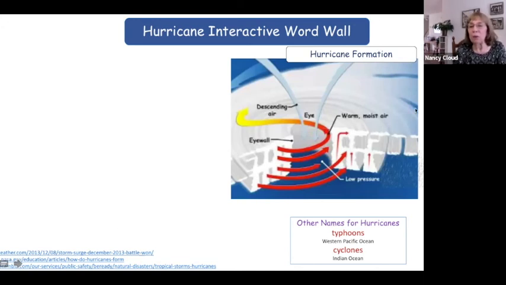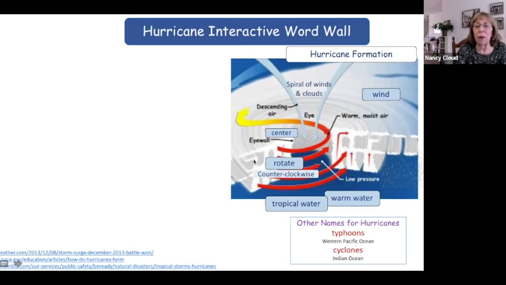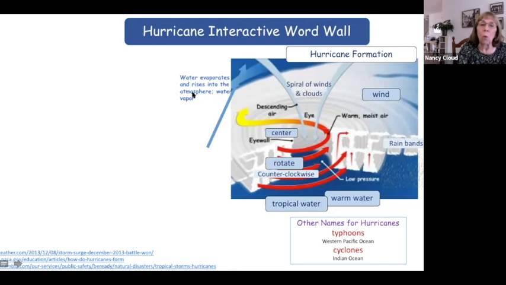And so here I would be showing how it forms, and we would be talking about the eye wall and the warm, moist air, and where the eye is in the storm and what the conditions are like in the eye and so forth. I would add more labels as I teach that it only happens over tropical or warm water. Certain conditions have to exist. There's a rotation that happens in a counterclockwise fashion. Water evaporates and rises into the atmosphere. The wind churns it. It builds rain bands that come pouring down on us.